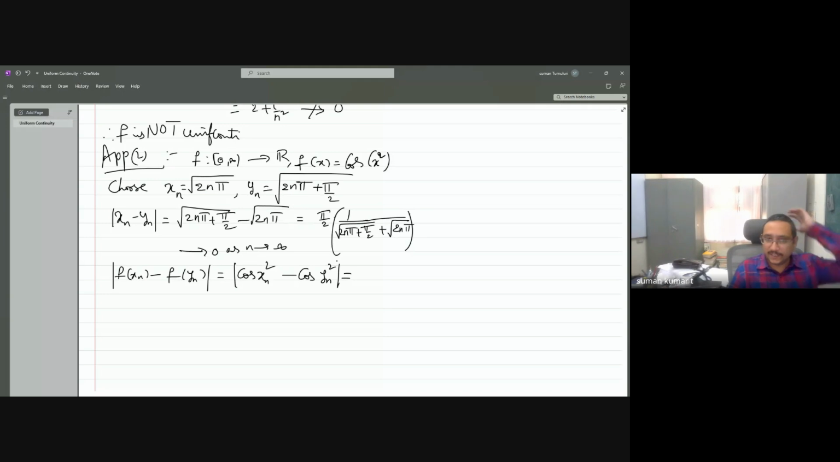So cos xn square is what? Cos 2n pi, that is 1. And cos yn square is this, that is 0. It's a constant function 1, which does not go to 0. So therefore, f is not uniformly continuous.